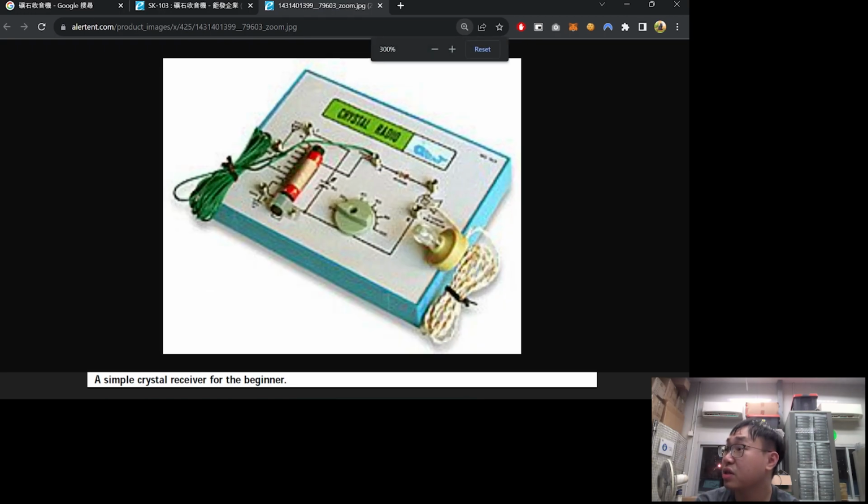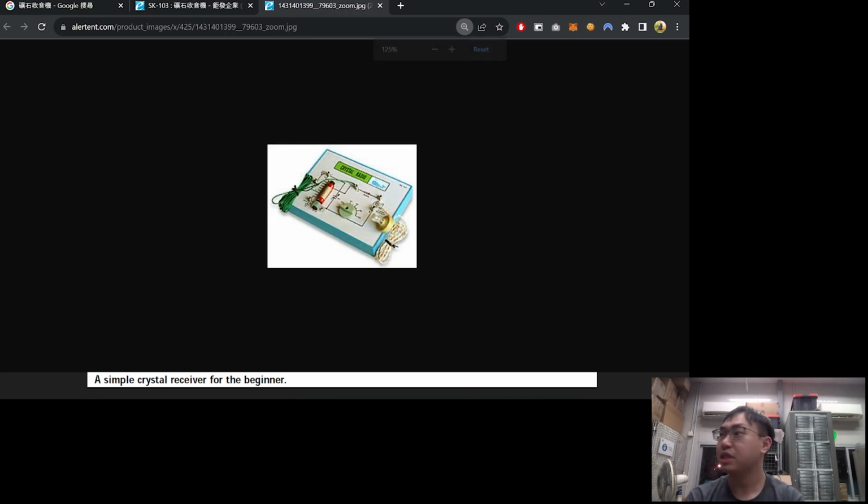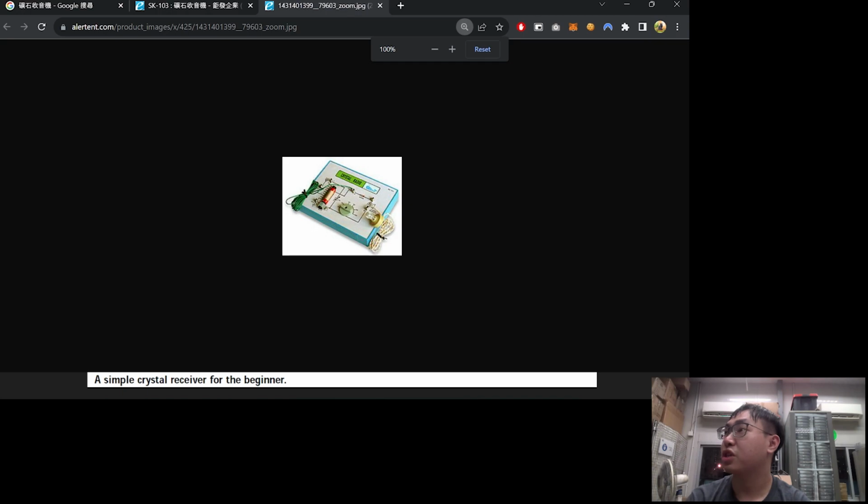It looks like this. You see that this is the variable cap here, which helps to tune your desired frequency. This one is the coil. This is a variable capacitor, and this is the circuit. So you see that this is the LC parallel circuit. LC parallel circuit.